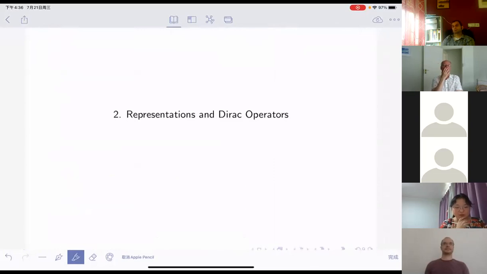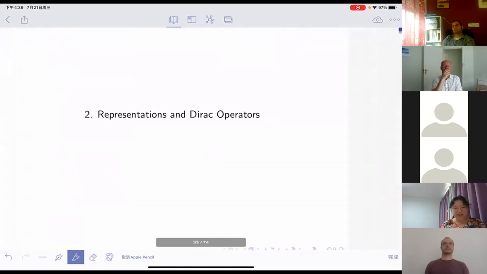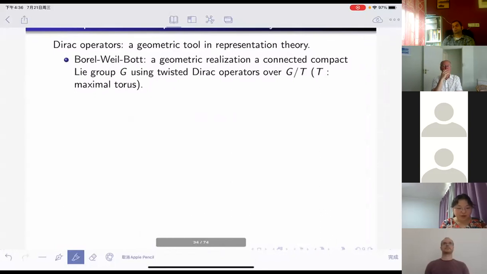Okay, so that is the first part of my lecture. Now I'm going to say a few words about representations and Dirac operators, but very briefly. Dirac operators appear to be a very important geometric tool in representation theory, starting from Borel, Weil, and Bott. They gave a geometric realization of the representations of a connected compact Lie group by working with a twisted Dirac operator.